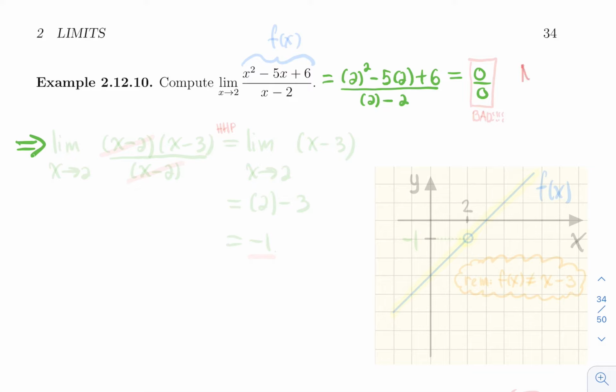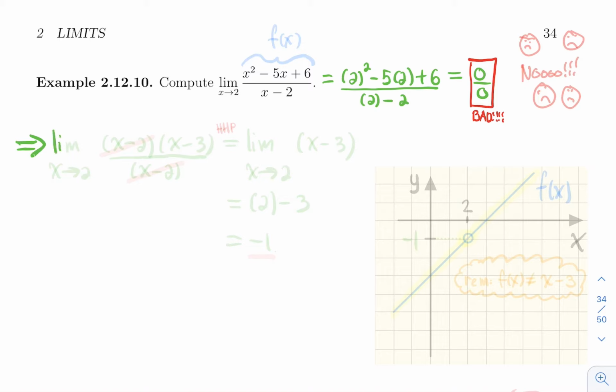So this is really bad. So we need to simplify this algebraically. So we have a rational function. We get a 0 at the numerator. We get a 0 at the denominator. For sure, we can simplify this somehow. So let's factor the numerator, because the denominator is already a linear term, which is x minus 2.